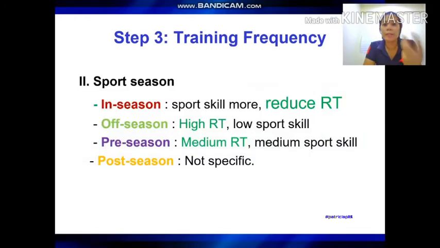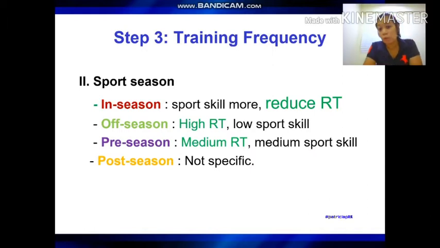If it is in season, sports skill is more, reduced resistance training. We are conditioning specialists, so we are talking about resistance training. If they are in season, of course the coach will emphasize more on sports skills, so the number of conditioning sessions per week is quite few. Compared with off-season, high resistance training, now is our time to emphasize greatly on the resistance training so that they can build the strength and build the power through the resistance training.